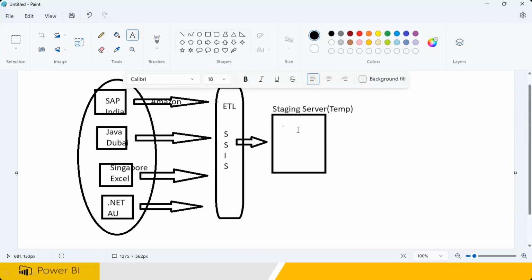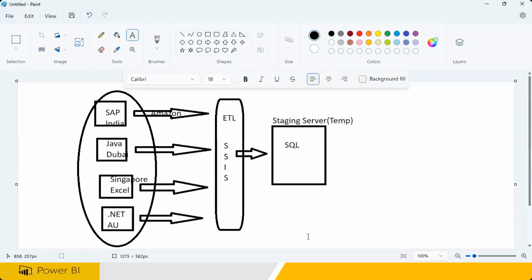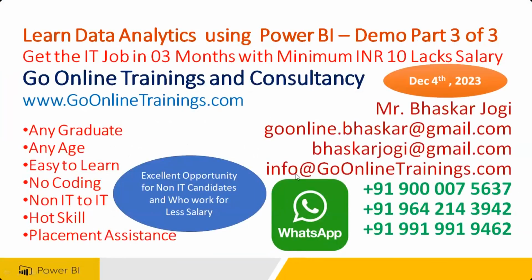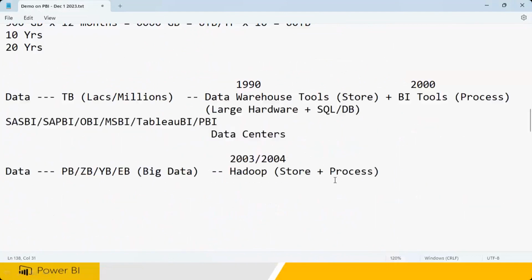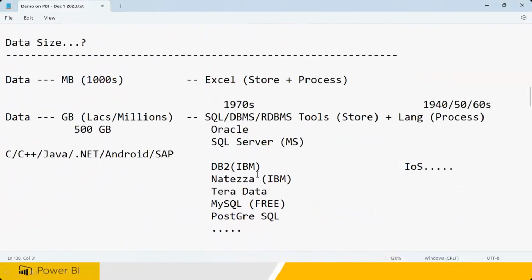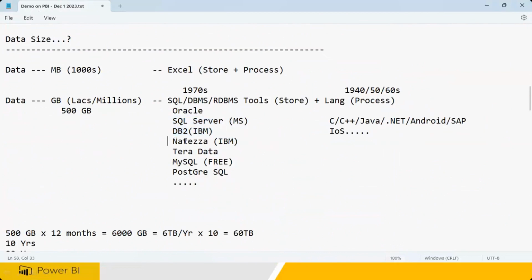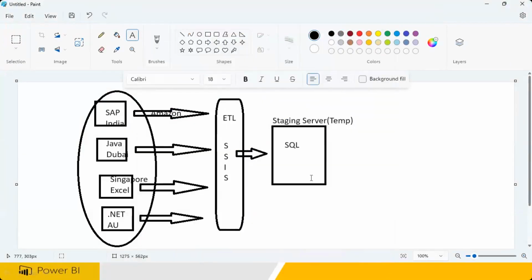You're going to have one computer. So what is the software you're going to have here? Any SQL software will be installed. SQL means, what is SQL? I need not tell you. SQL means to store a large amount of data. We can use any SQL. You may use SQL Server or DB2, Netezza from IBM. DB2 is also IBM. Teradata. One software you're going to install in a bigger computer. So that computer is called a staging server, temporary.